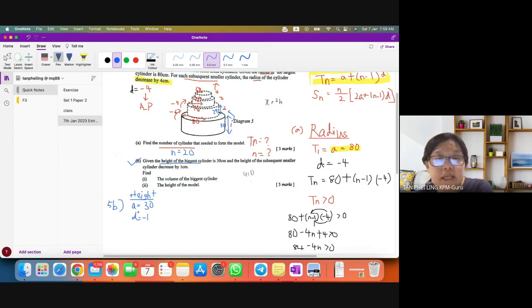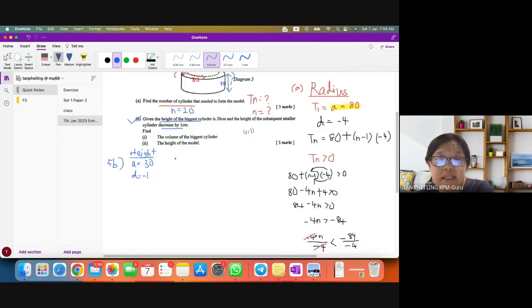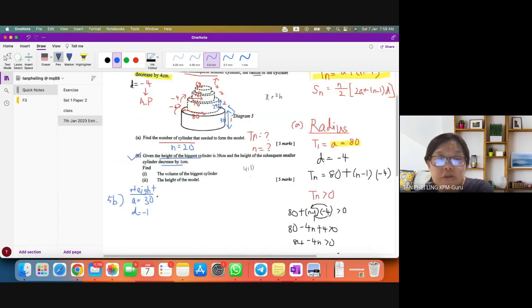First thing they ask us to find is the volume. Find the volume of the biggest cylinder. So this one is easy, right? They just want the volume of the biggest. So volume is equal to pi r square h. This one I'm taking from Michelle's paper. Michelle would probably already write down the volume formula first so that she can remember it better.